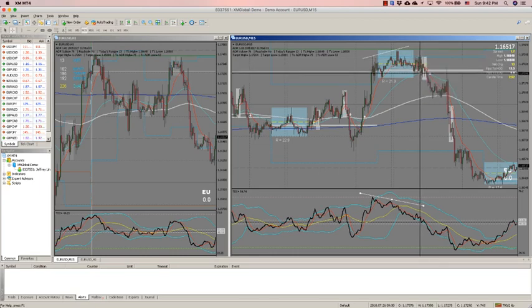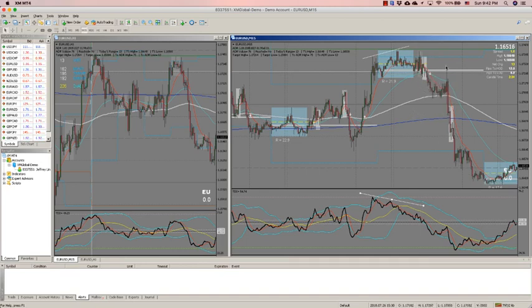If you didn't like that the EMA was very close, you could have waited until the next candle closed down, and that still would have given you a very nice entry. 20 pip stop loss with a potential of 85 pips on this trade. Okay, very, very nice trade.